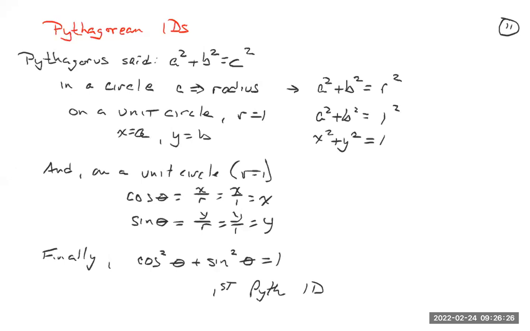So it doesn't matter what the angle is. You probably saw this on homework. Let's say cosine squared of 42 degrees plus sine squared of 42 degrees is 1. If it's the same angle, square of the cosine, square of the sine will be equal to 1.